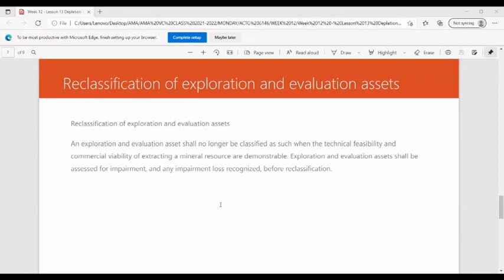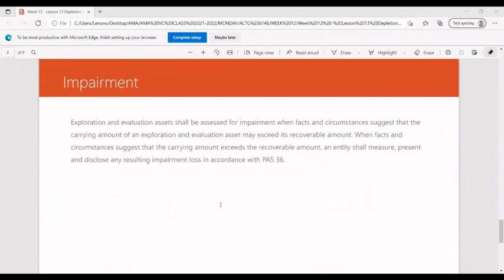So reclassification of exploration and evaluation assets. An exploration and evaluation asset shall no longer be classified as such when the technical feasibility and commercial viability of extracting a mineral resource are demonstrable. Exploration and evaluation assets shall be assessed for impairment and any impairment loss recognized before reclassification.